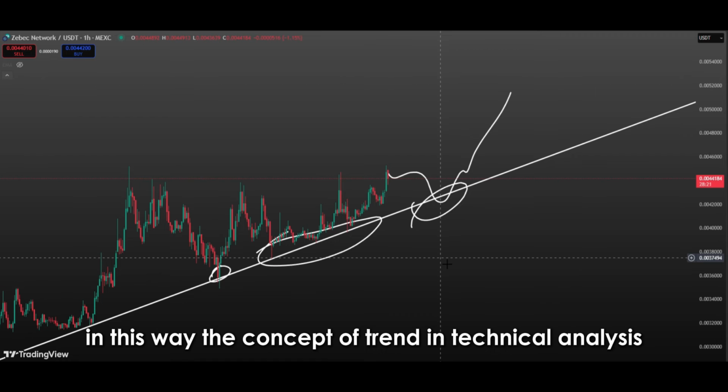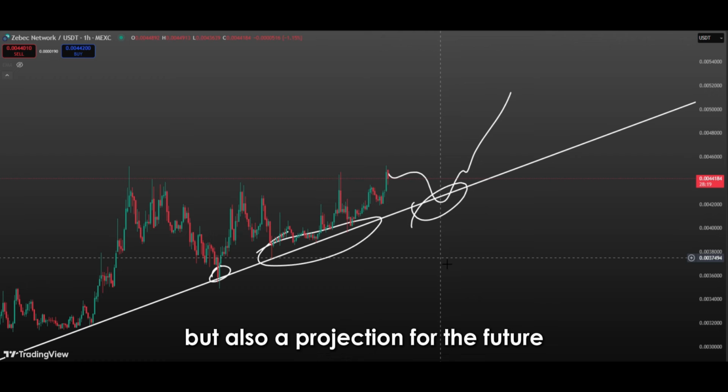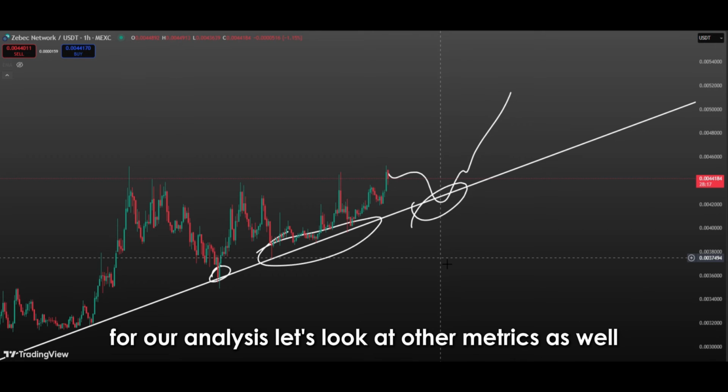In this way, the concept of trend in technical analysis becomes not just a tool for analyzing the past, but also a projection for the future. But we can't rely solely on trend lines for our analysis. Let's look at other metrics as well.